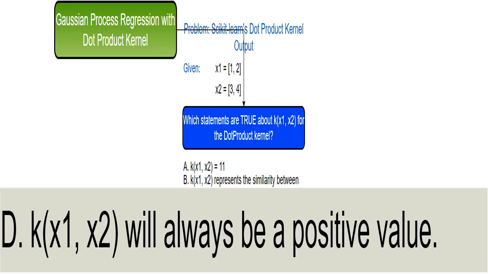I am explaining why this is false. The dot product can be negative. For example, if x1 is 1, minus 2 and x2 is minus 3, 1, then the dot product is 1 times minus 3 plus minus 2 times 1, which is minus 5, which is negative. So, statement D is incorrect.